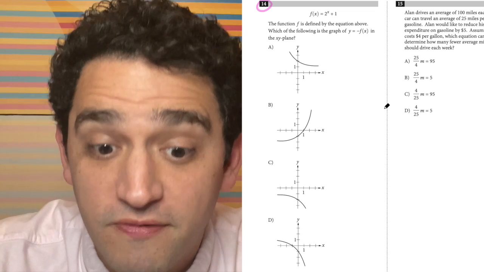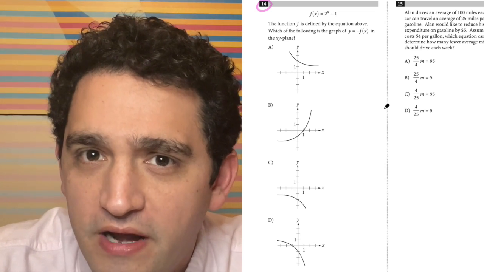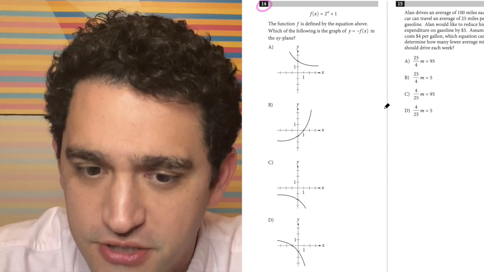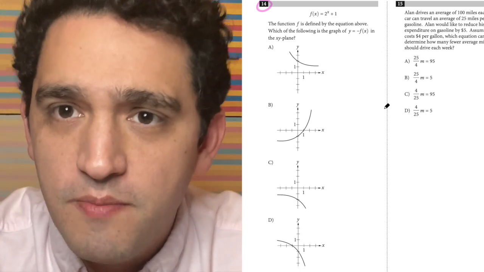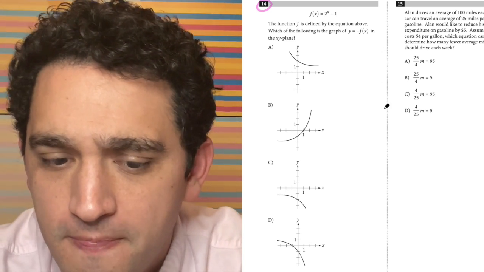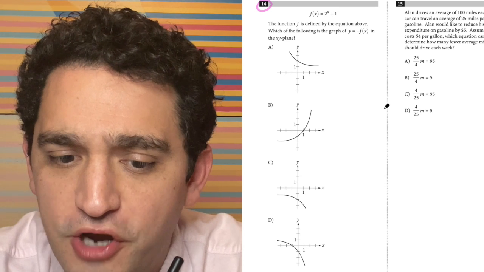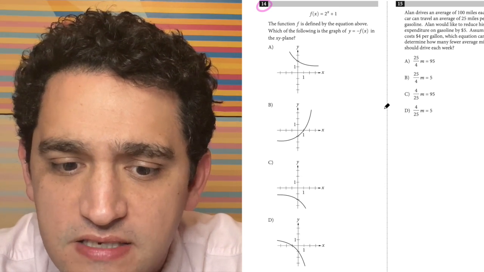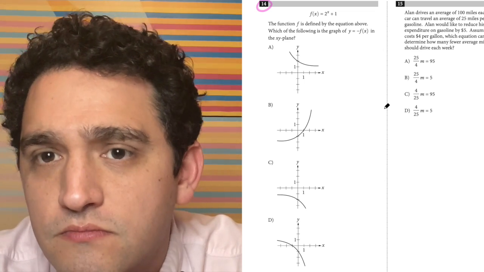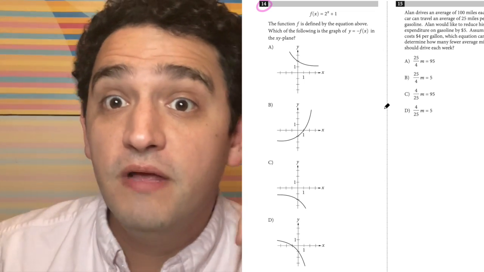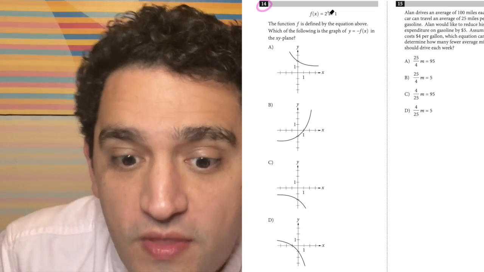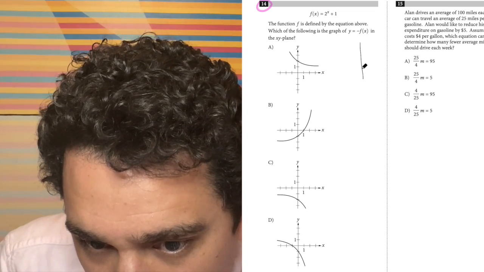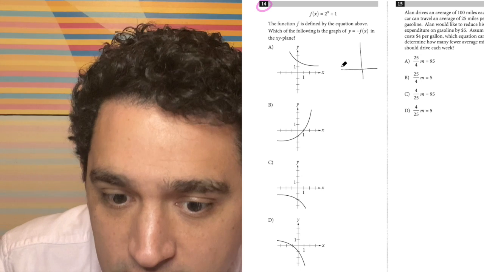So now we look at number 14. We have a very advanced function, exponential function. F of x equals 2 to the power of x plus 1. The function f is defined by the equation above. Which of the following is the graph of y equals negative f of x in the xy plane? Well, if we're familiar with exponential functions, we know that 2 to the power of x looks kind of like this.